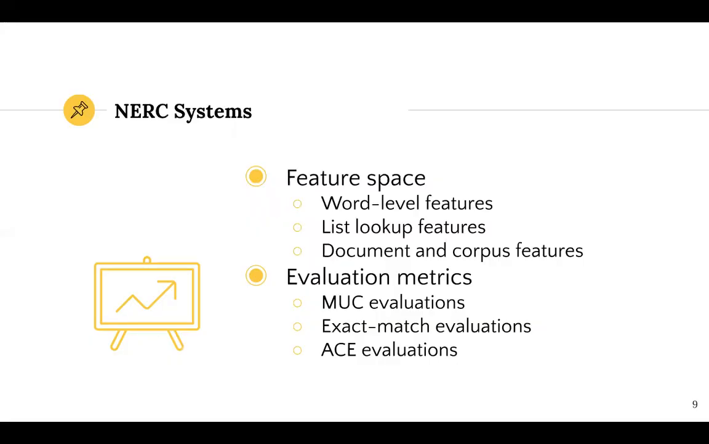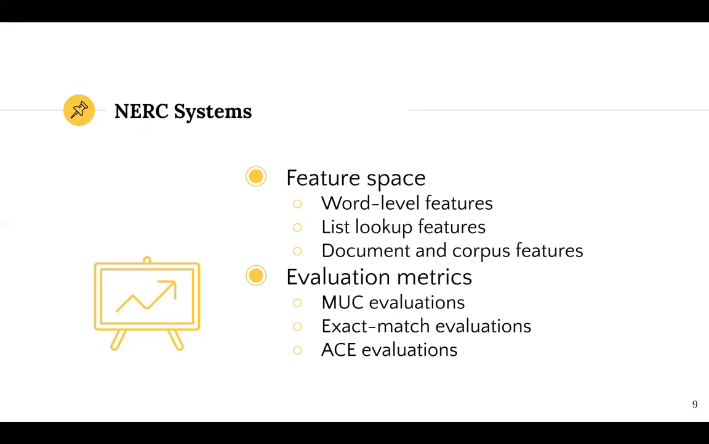So NERC systems require two things in order to work. Those two things are feature space and evaluation metrics. Features allow us to recognize and classify named entities. A feature space would have word level features such as character makeup of words like case, punctuation, numerical value, and special characters. They would also have list lookup features, which represent the is-a relationship.